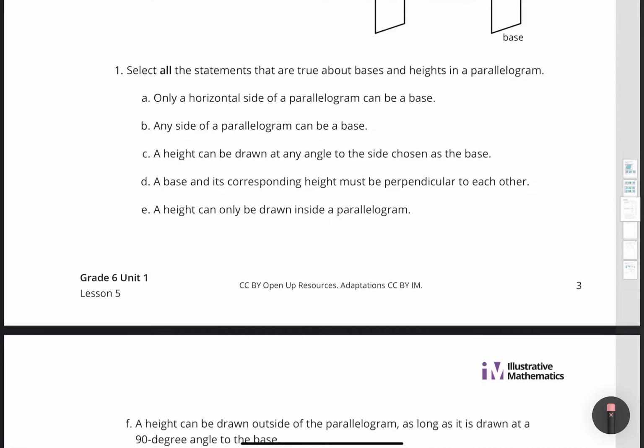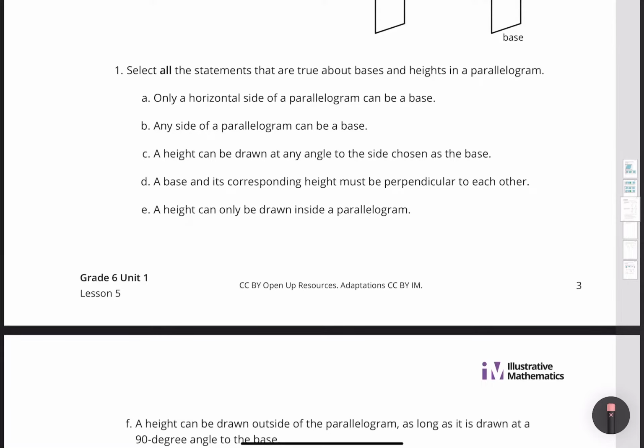Okay, so let's look at number 1 for task 2. It says select all the statements that are true about the bases and heights in a parallelogram. Now, of course, before you do this activity, you have to make sure that you study the diagrams above this question. Okay, so let's look at choice A.